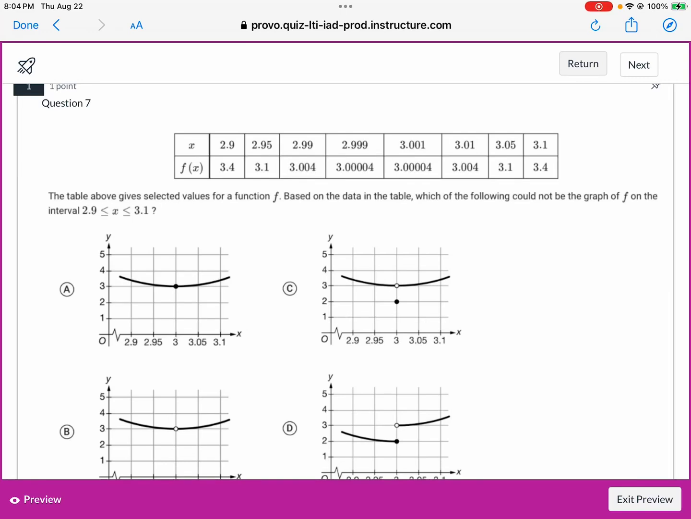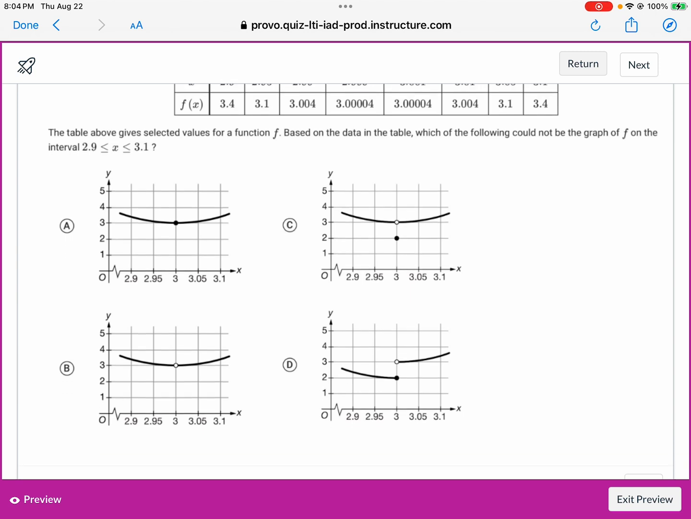Hey guys, in this video, I'm going to go over progress check C and explain the questions that are in there. So question number 7, we have a table and it gives values for the function f. Based on the data in the table, which of the following could not be the graph of f on the interval from 2.9 to 3.1?